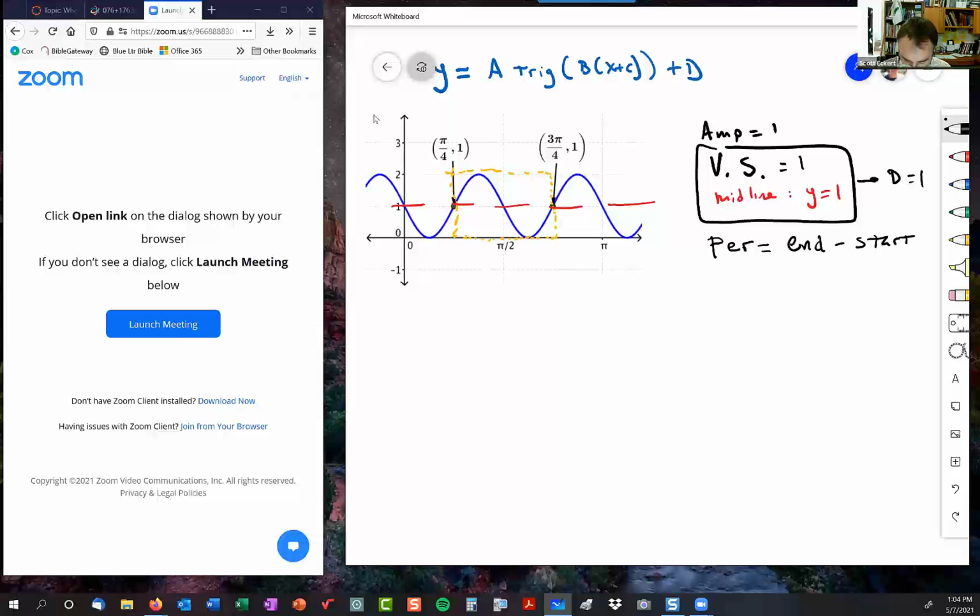And the end number here is 3 pi over 4. And the start of the window is right here. And if we subtract those, 3/4 minus 1/4, we get 2 pi 4s, which reduces as a fraction to pi over 2. That's the period.